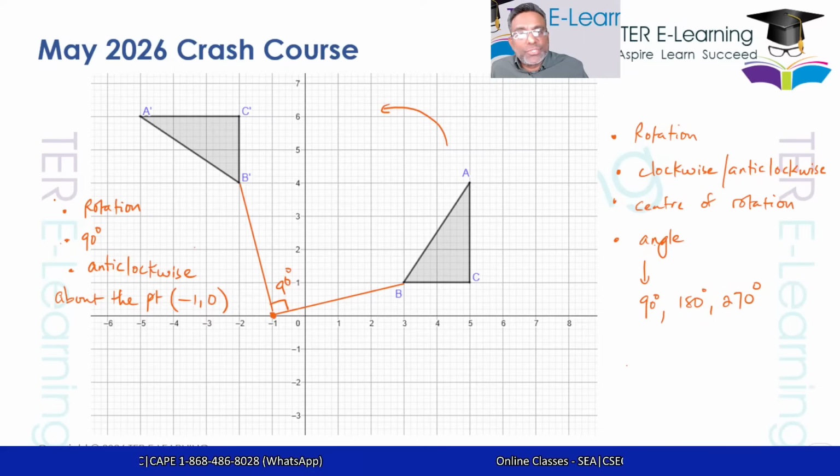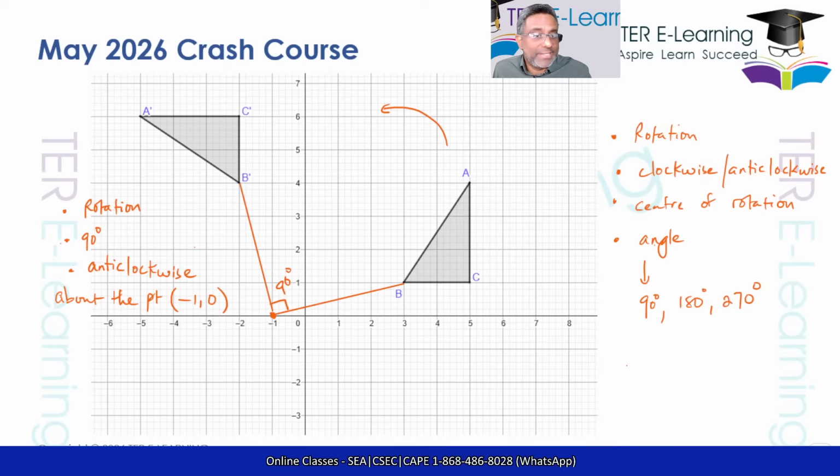So when it comes to a rotation, there are 4 things I need to see in order to get the mark. But somebody said they're going to put a reflection. If you put a reflection, you get a fat 0. Once you see a change in orientation, at least put down the word rotation. You'll get a little mark for that.